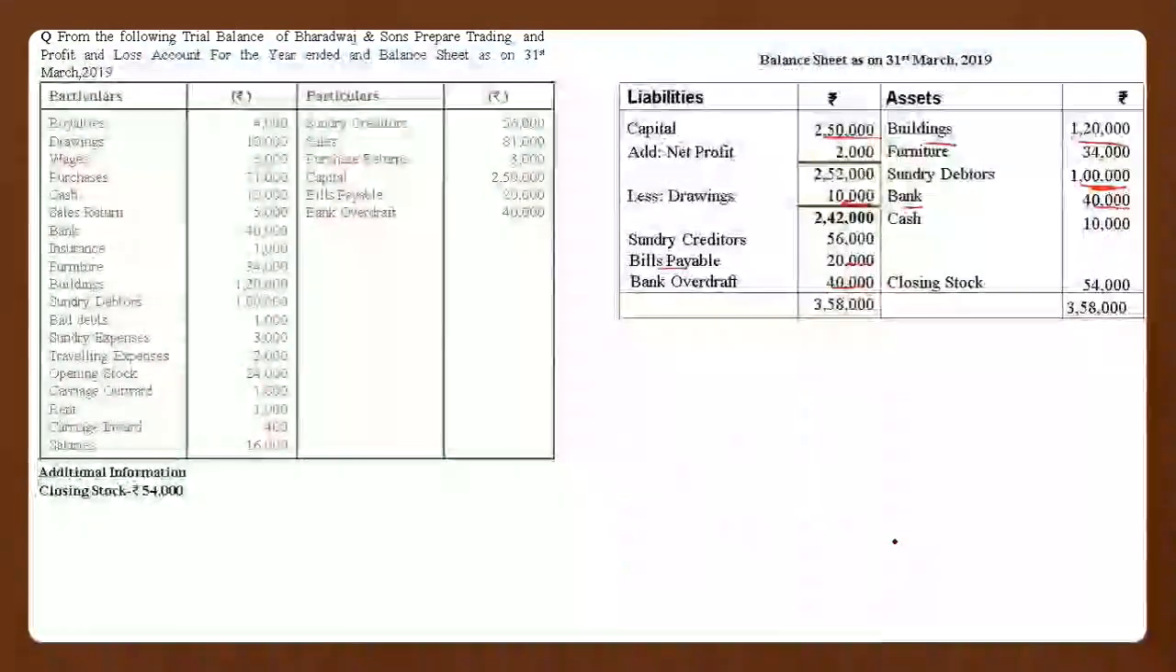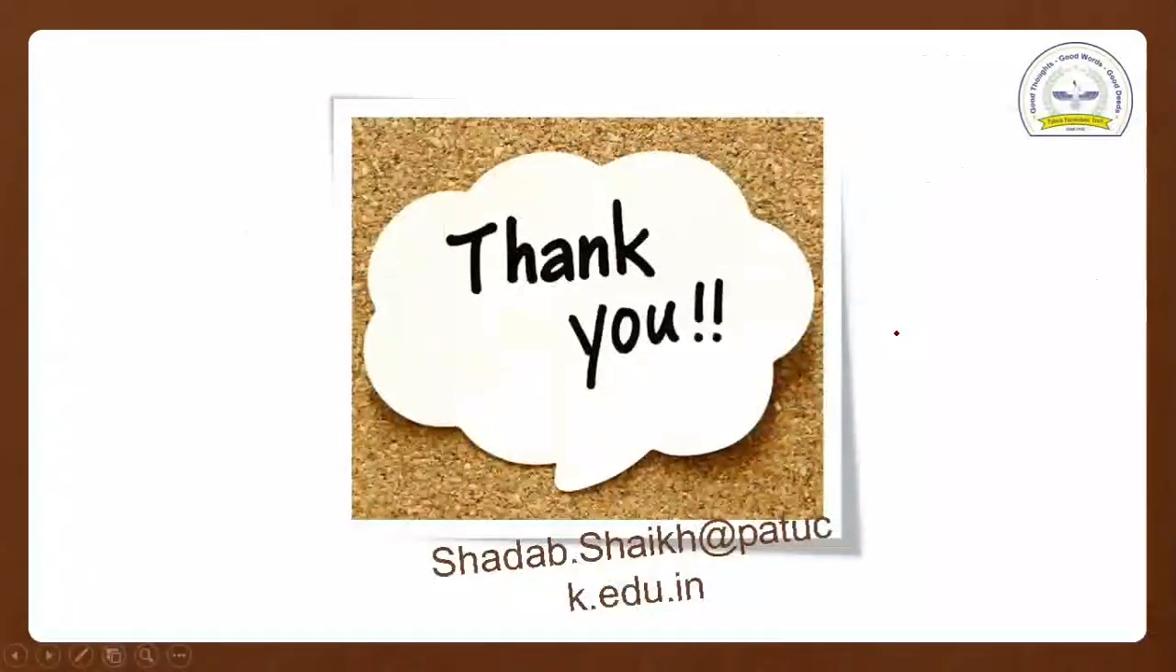So you have to add net profit in capital. Come to the liability side, net profit 2,000 rupees, add net profit. So if you add 250 plus 2,000, then 252. Then you have to do the totaling on asset side and liabilities. Then you will get 3,58,000. Tally, students. Thank you.